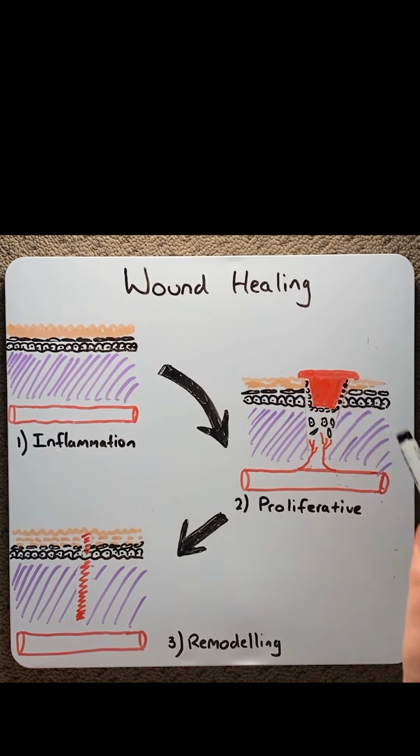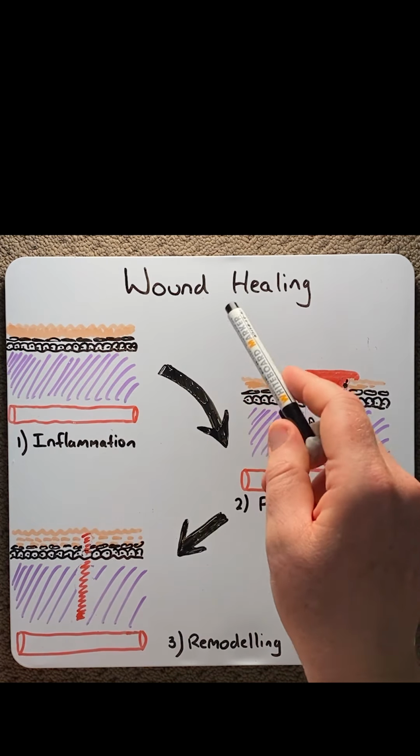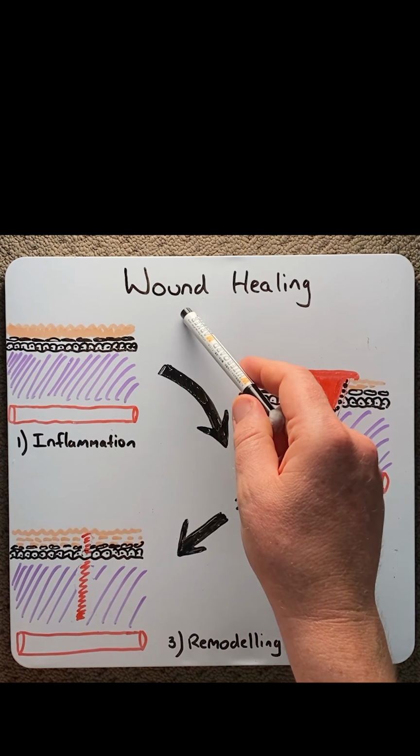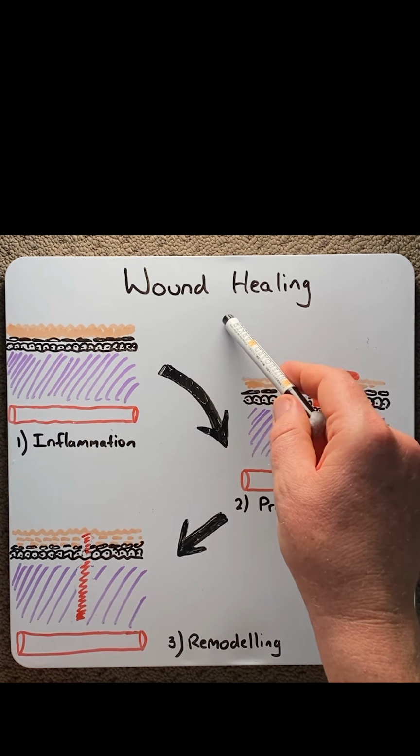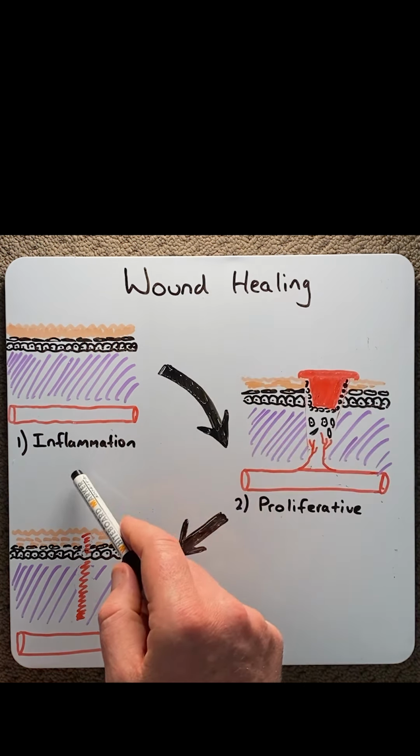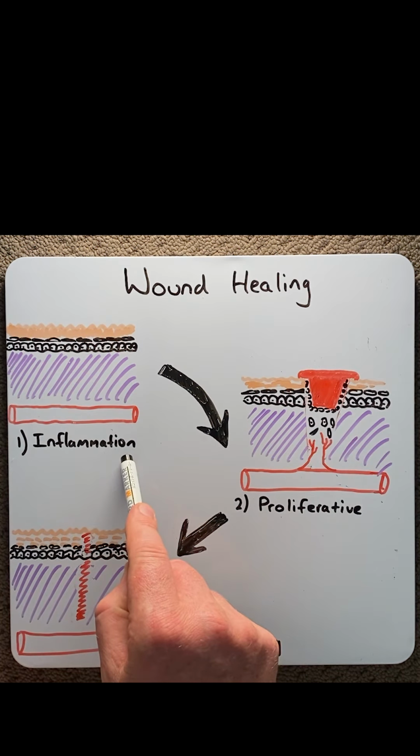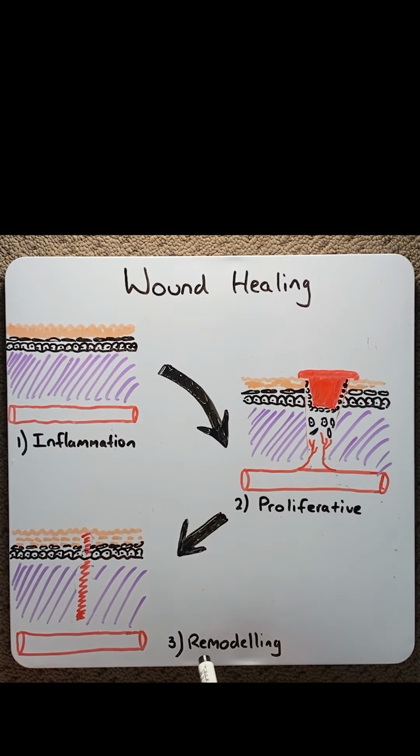Wound healing consists of filling the gap that is caused by injury and tissue destruction, followed by the restoration of tissue continuity through three phases. Number 1, the inflammatory phase. Number 2, the proliferative phase. And number 3, the remodeling phase.